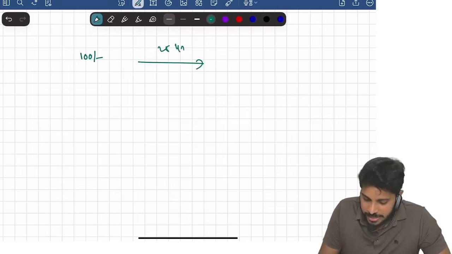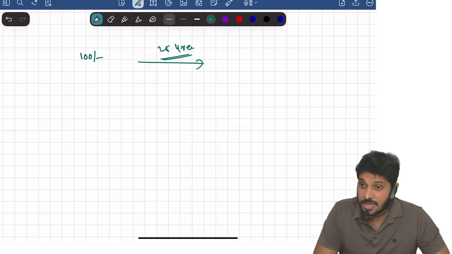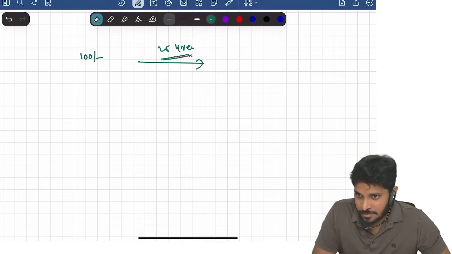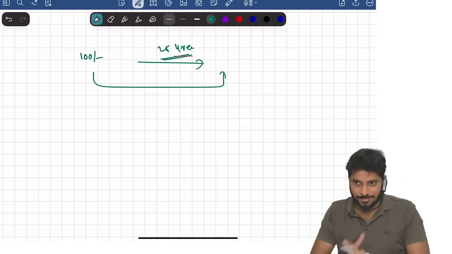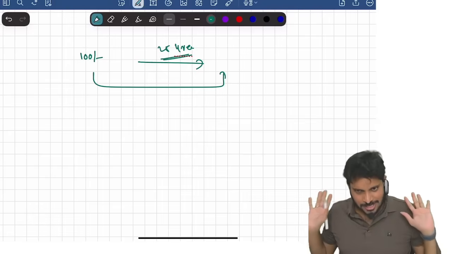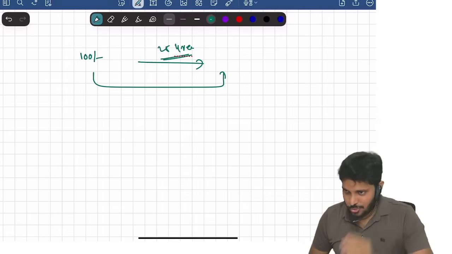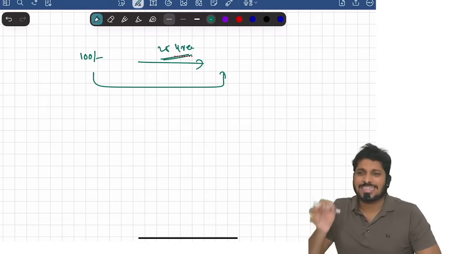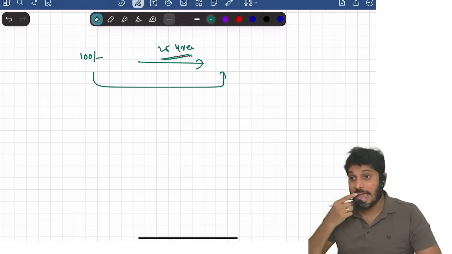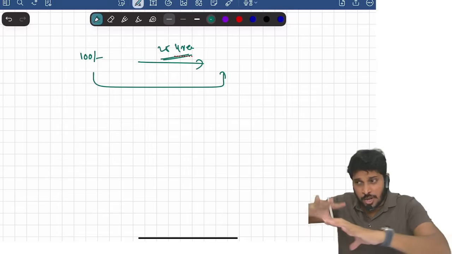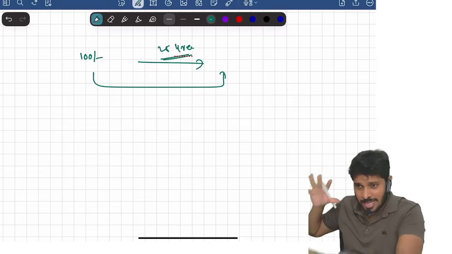After 25 years, how much will this 100 rupees turn into, according to you? Just 100 rupees. Today you have 100 rupees. Exactly after 25 years, how much can this 100 rupees value be, based on various investment options?